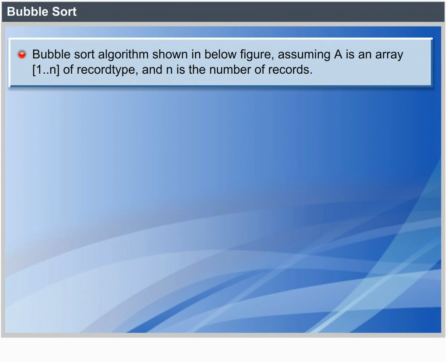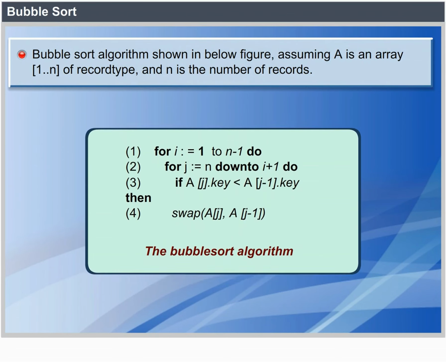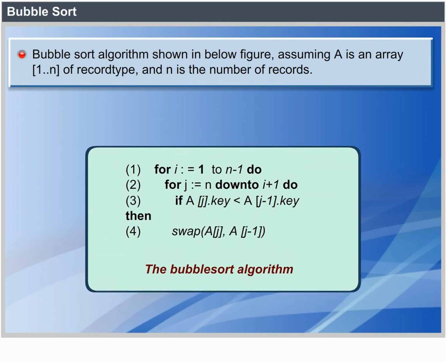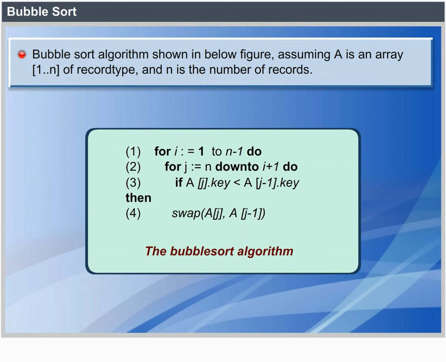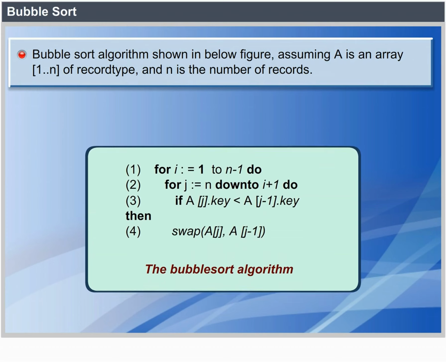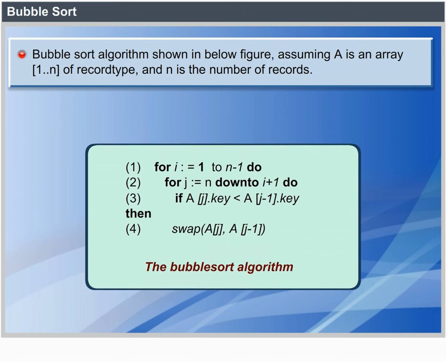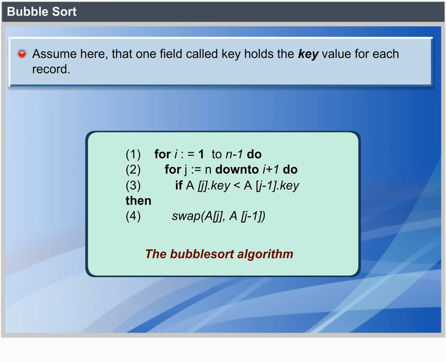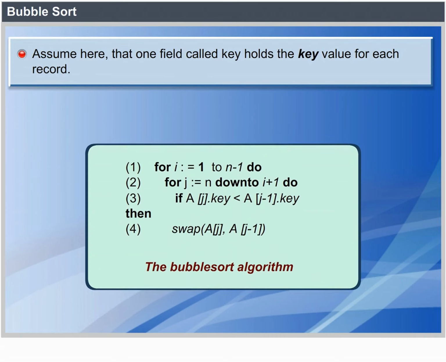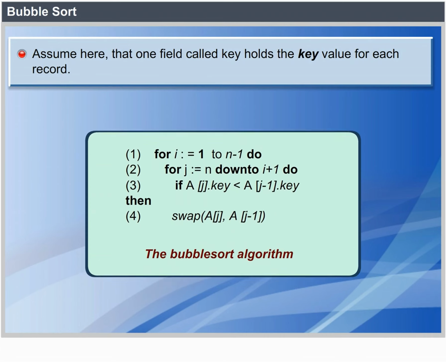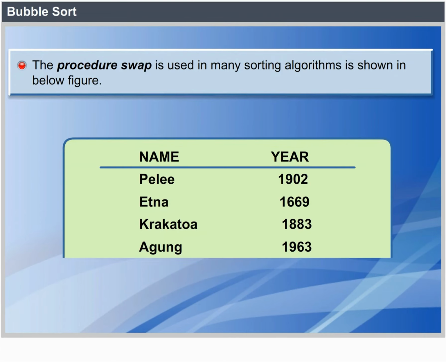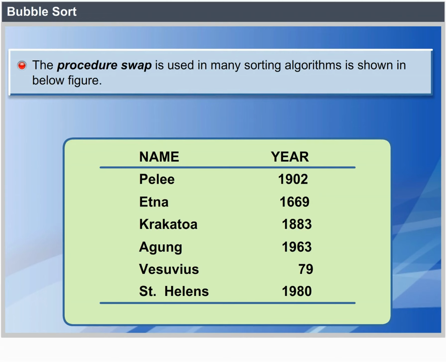Bubble sort algorithm is shown in the below figure. Assuming A is an array, it has the elements 1 up to n of record type, and n is the number of records. Assume here that one field called key holds the key value for each record. The procedure swap, which is used in many sorting algorithms, is shown in the below figure.